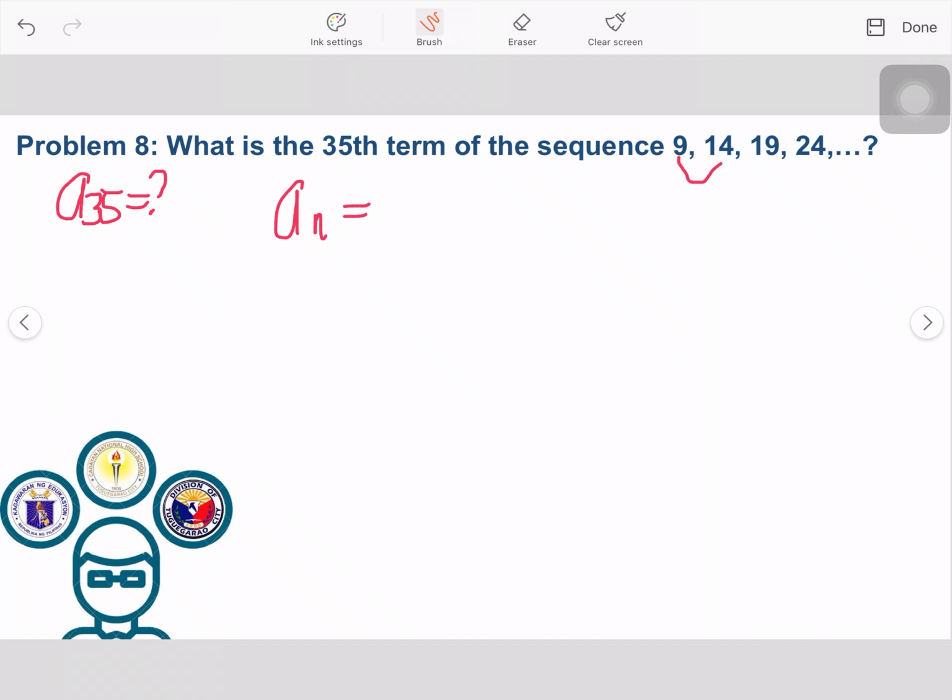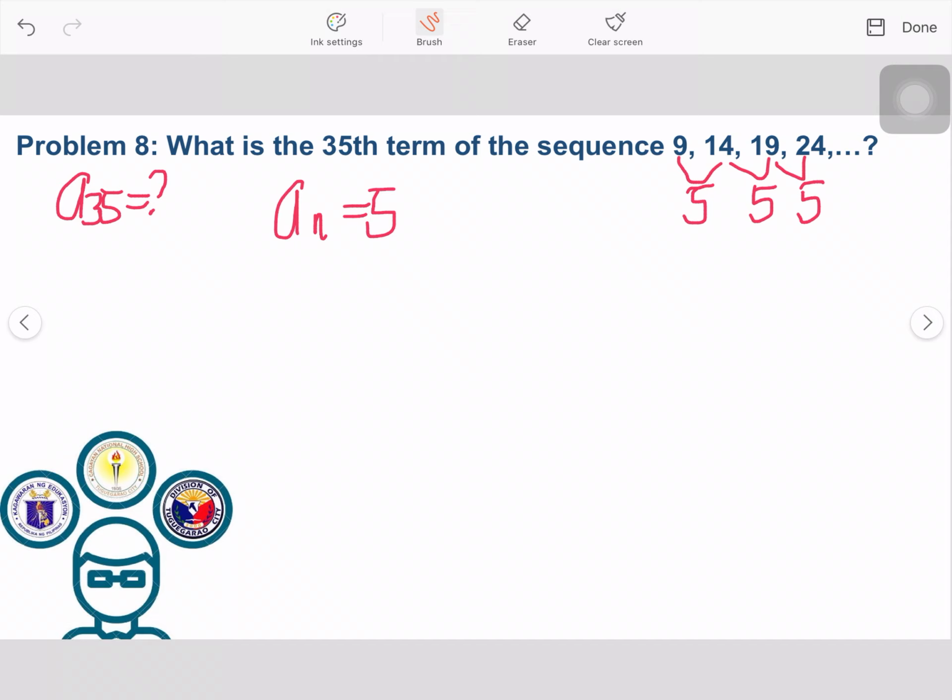So 14 minus 9 will give me 5. 19 minus 14 will give me also 5. 24 minus 19 will also give me 5. So the common difference is 5. So a sub n is equal now to 5, which is the common difference.